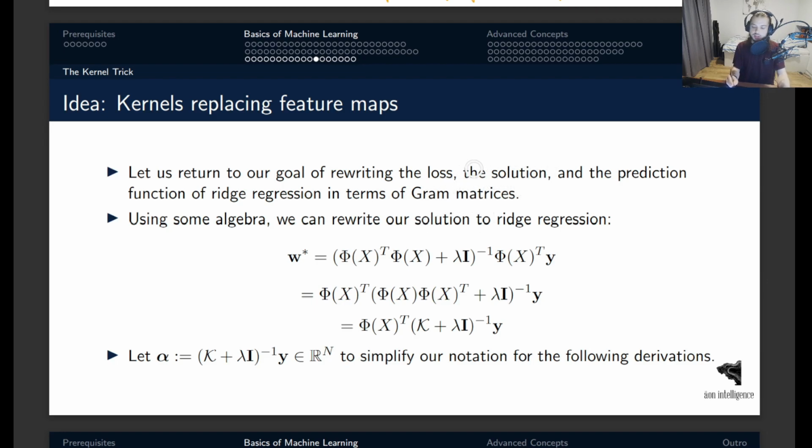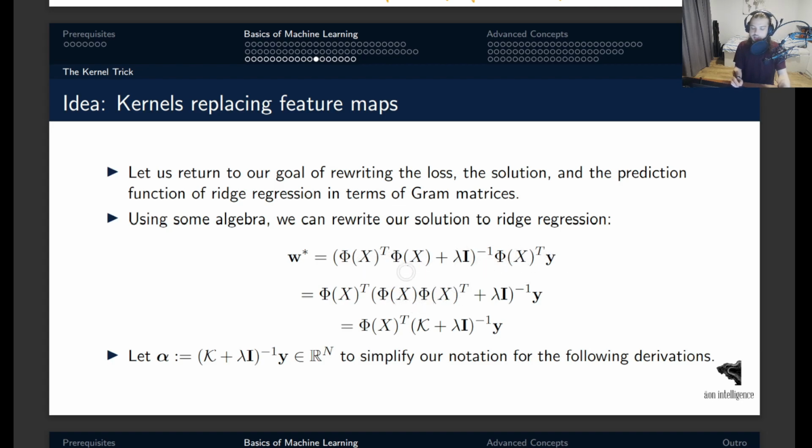So let's start with the solution of our ridge regression actually. And first we write down this solution to ridge regression again. So W star is equal to the inverse of phi x transpose phi x plus lambda times the identity matrix. And then we multiply this inverse with phi x transpose y. This was our solution to ridge regression. And we can reformulate this expression as such. So we essentially get this phi x transpose from this position all the way to the left. And also inside this inverse expression, we produce this Gram matrix.